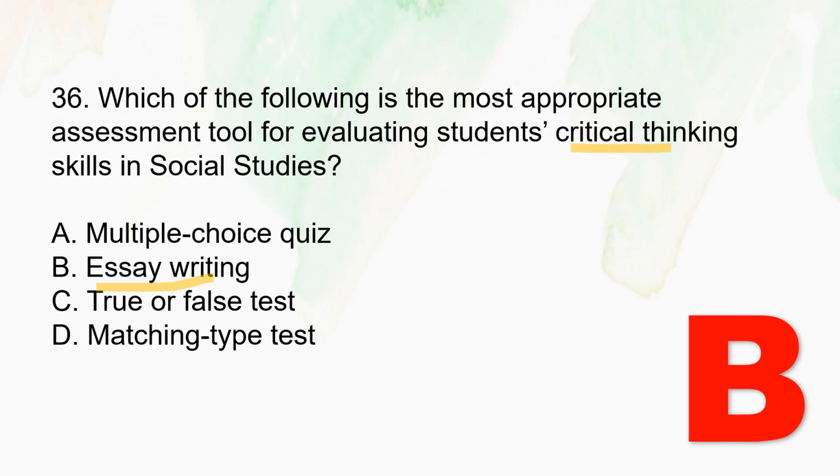Okay, let's go first for letter A, multiple choice quiz. This is good for recall, but not deep analysis. True or false test only measures factual knowledge, not reasoning. Matching type test mainly assesses recognition of relationships, not critical thinking. So letter B is the best answer.